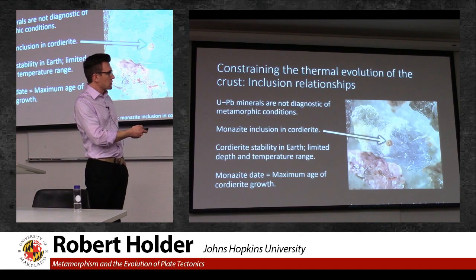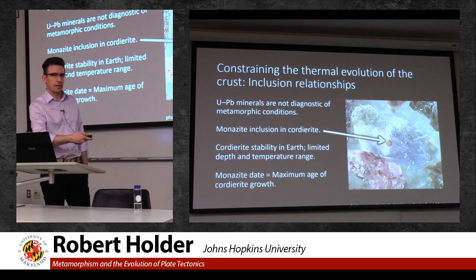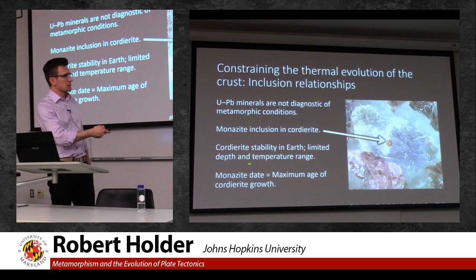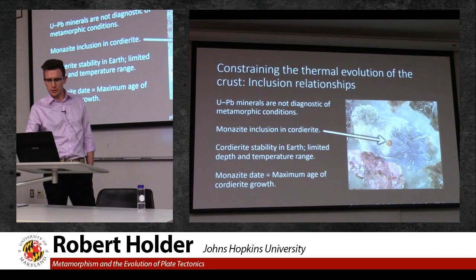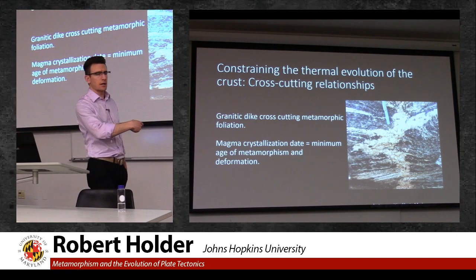And so if we get the age of this inclusion, we can use that inclusion relationship to give us a maximum age for that cordierite, and therefore get some constraints on where this rock was at some particular time in Earth's history. And then we can use cross-cutting relationships to get constraints in the other direction.